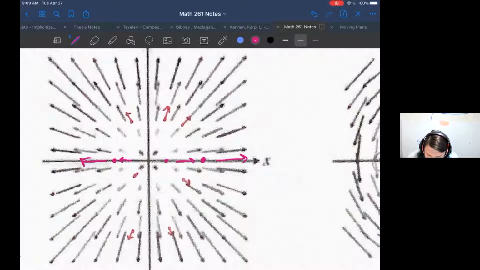And so what this means is, at any given point, the vector field is diverging away from it. It's pointing away from it instead of pointing towards it.